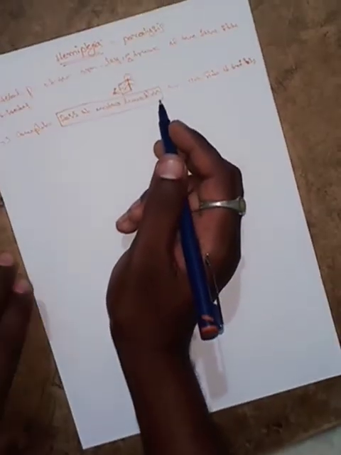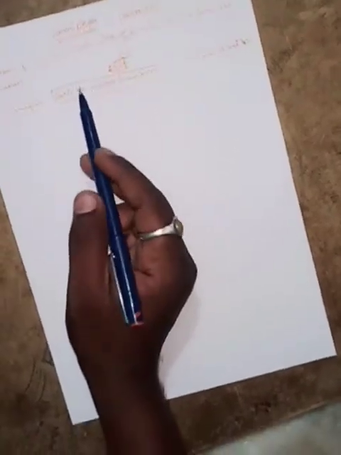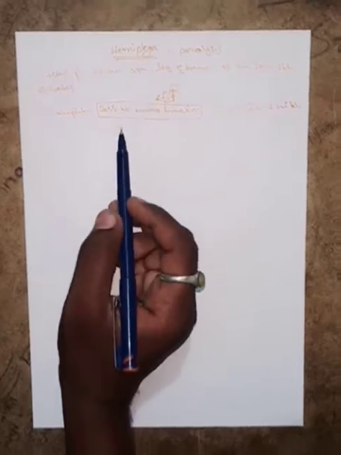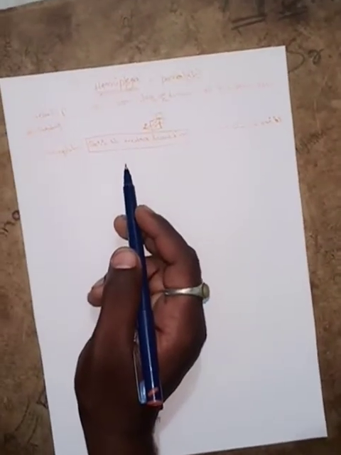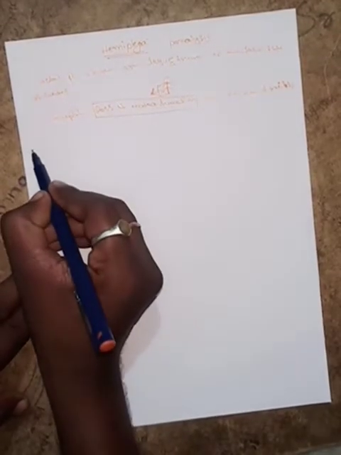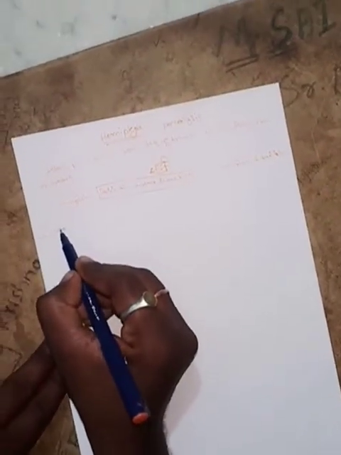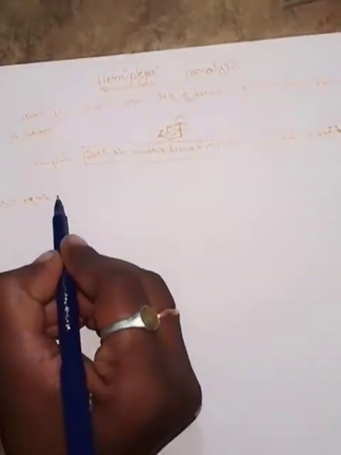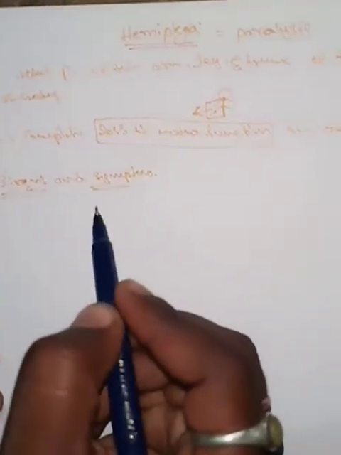So what is the definition of hemiplegia? It is also known as paralysis, a complete loss of motor function on one side of the body. So what are the signs and symptoms?